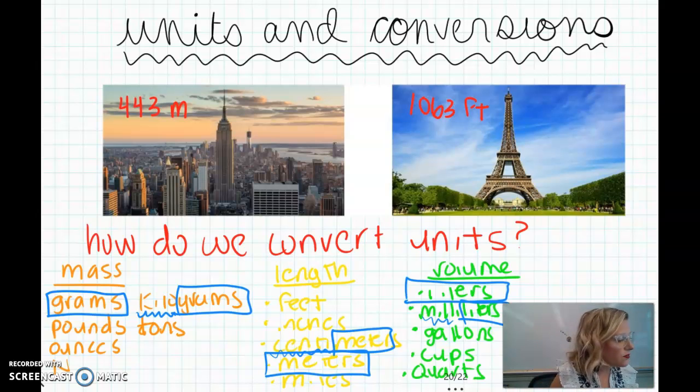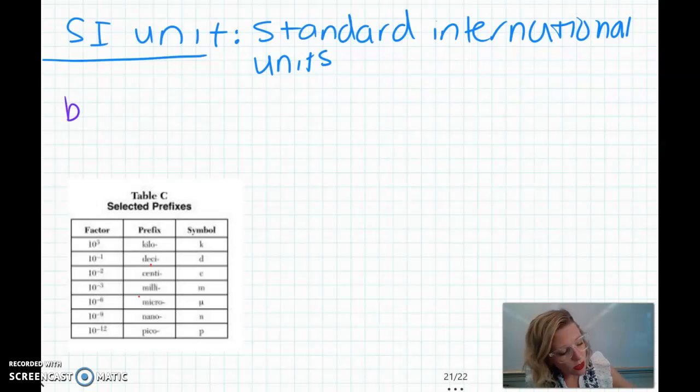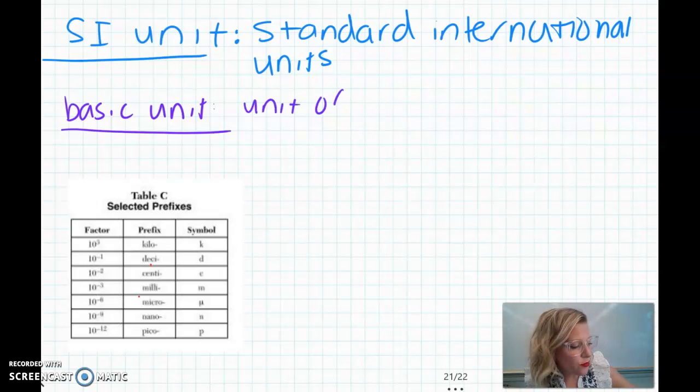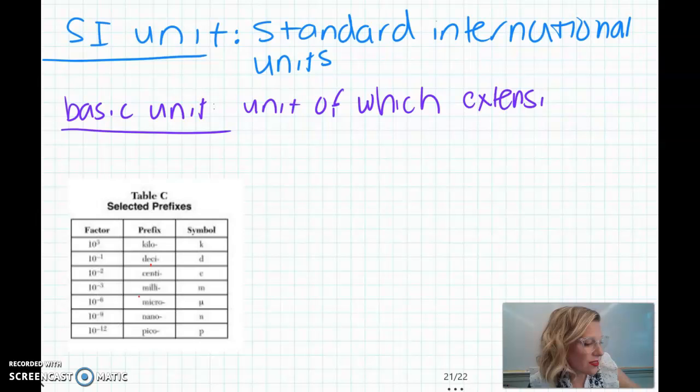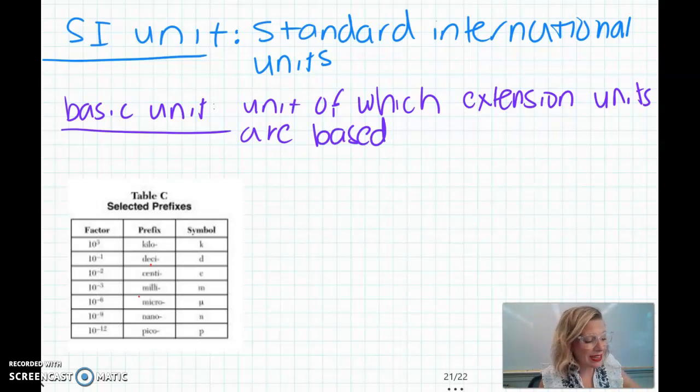So let's go ahead and define our basic unit then. What is a basic unit? Well, a basic unit is going to be the unit of which our extension units are based off of. That's kind of a redundant, or really kind of ridiculous way to define it, but I'll show you what I mean on reference table C.